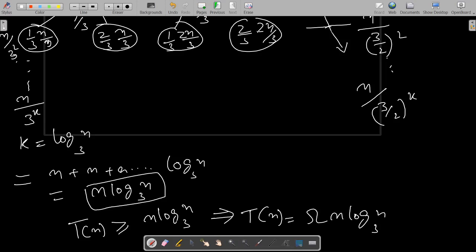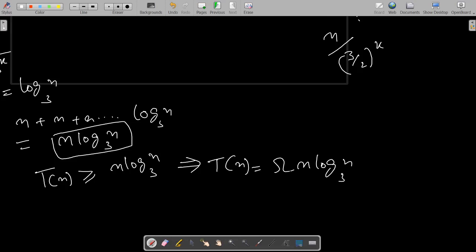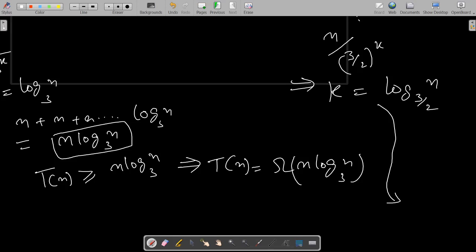Okay, let us analyze the right side of the tree. The input size is n divided by (3 by 2) to the power k at the kth level. So from here we can get the value of k equal to log n base 3 by 2. If we analyze the right side, we can see that the value of k is equal to log n base 3 by 2. So the total number of operations of the right side would be n log n base 3 by 2.